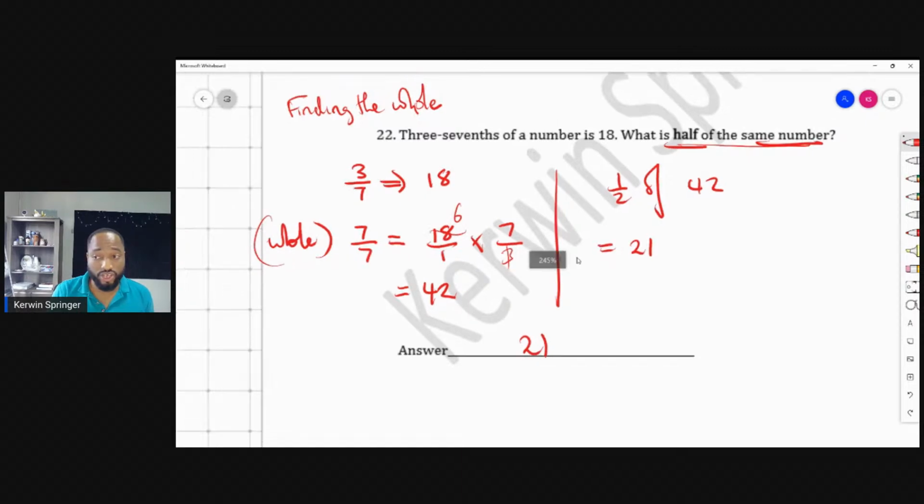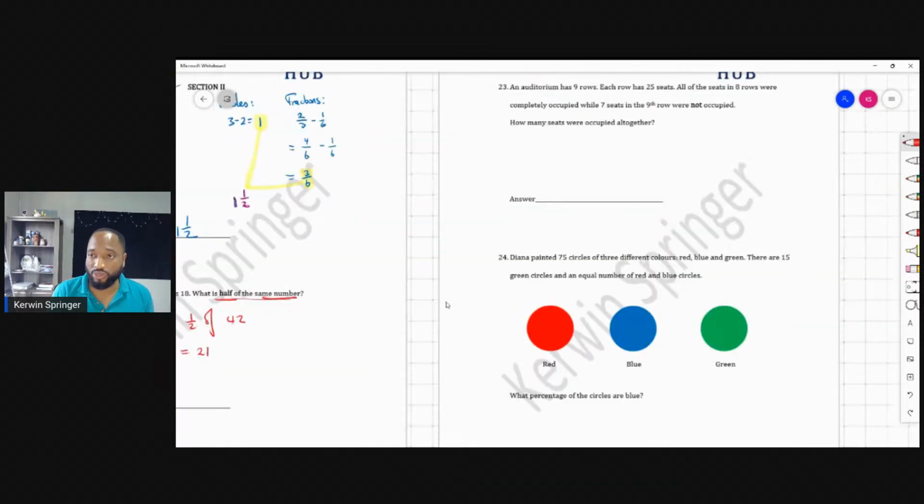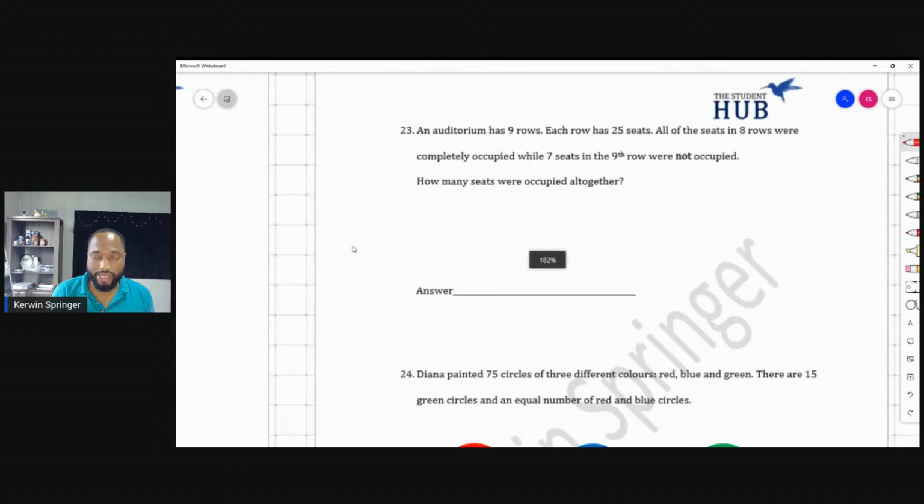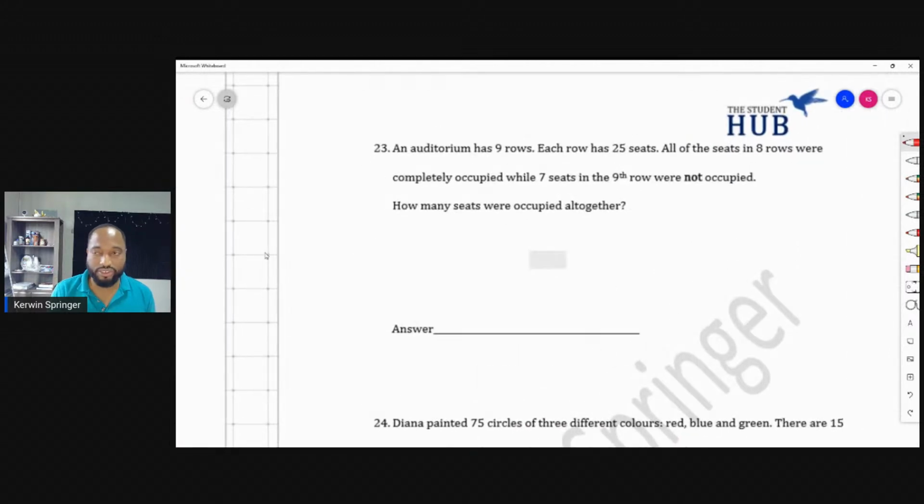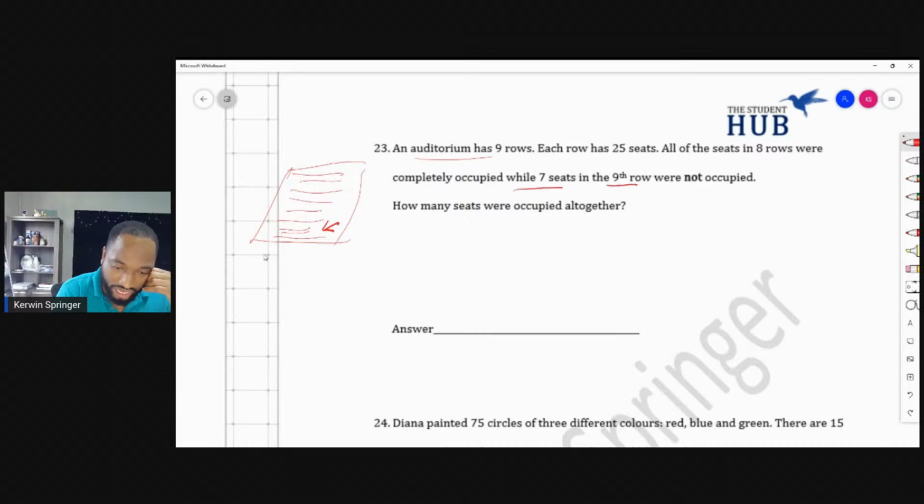It's going to come some way or the other. This fraction question is going to come. An auditorium has 9 rows. Each row has 25 seats. All the seats in 8 rows were completely occupied, while 7 seats in the 9th row were not occupied. How many seats were occupied altogether?